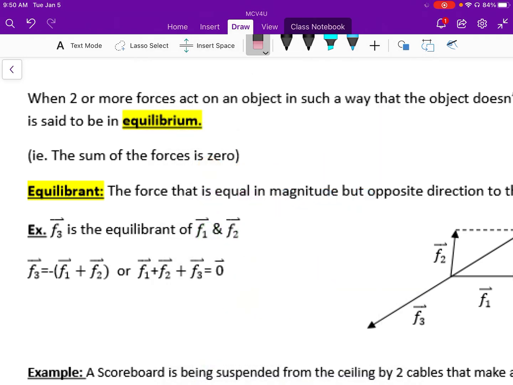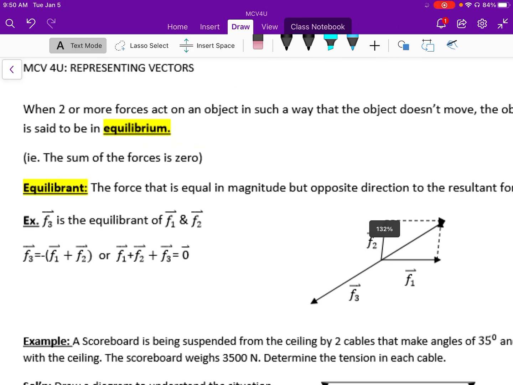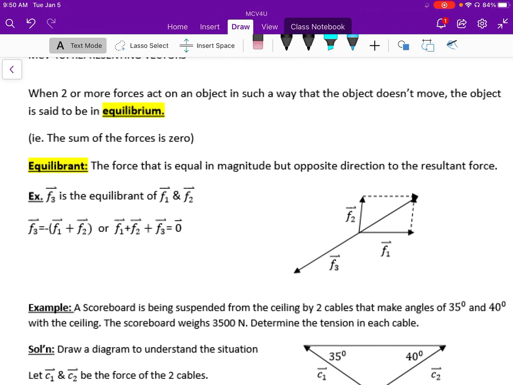So what we have here happens all the time. You see it everywhere. If you walk into some stadium or a gym somewhere, you've got a scoreboard that's hanging up somewhere. It's not moving. It's fixed. That means the force of gravity and the tension of all the cables holding on to the scoreboard are fixed. They're equal to each other. They're equal and opposite. They're not moving.